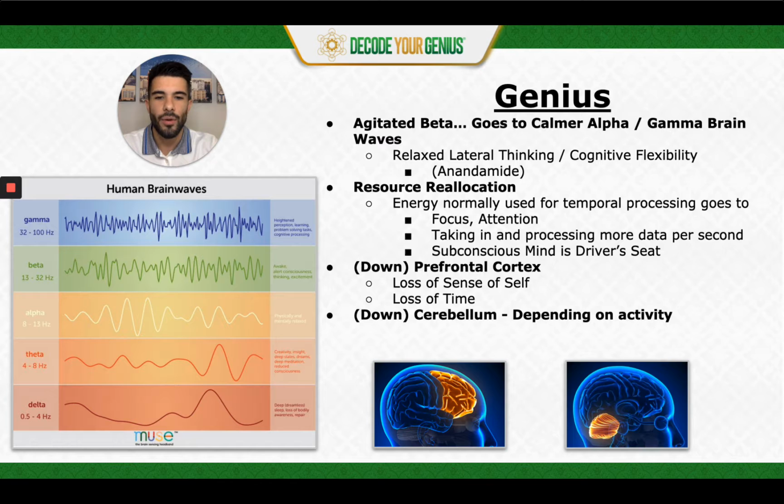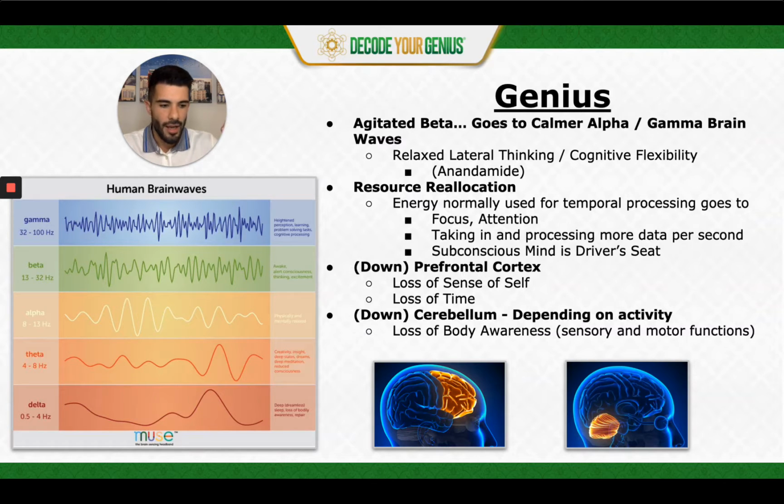We also see a downregulation in the cerebellum. And so this is a loss of body awareness, loss of sensory and motor functions. Obviously, if your genius is being expressed through, say, a physical activity, then there are different ways that applies here. But generally, it's a loss of body awareness where maybe you're in the zone and you forget the feeling that you are on a chair, or you forget the feeling in your feet, okay? And you're just absorbed into it. This is the mechanics of what's actually going on in the brain.